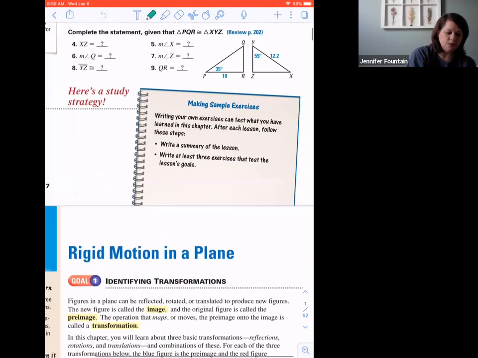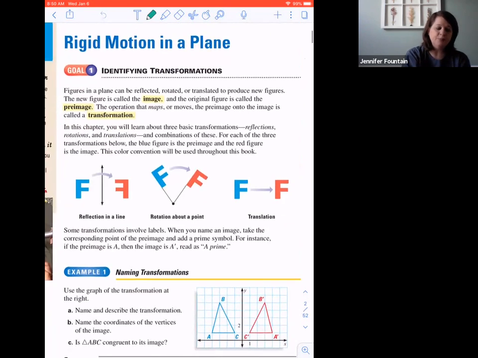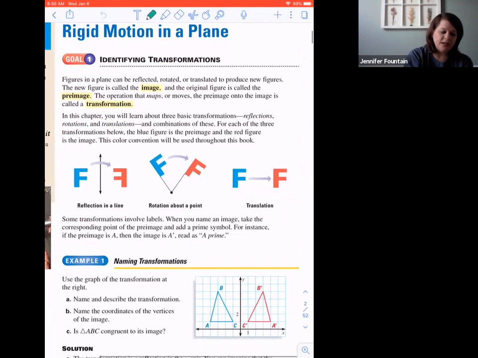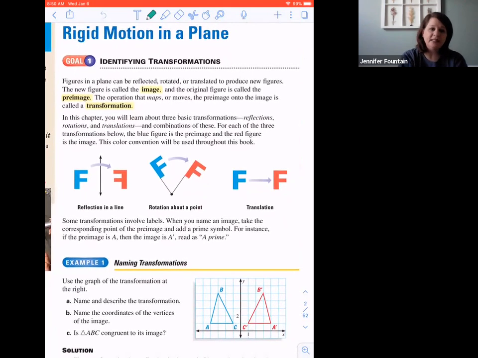So let's keep on moving. All right, so 7.1, rigid motion in a plane. Identifying transformations is our first goal. It says figures in a plane can be reflected, rotated, or translated to produce new figures. The new figure is called the image. An original figure is called the pre-image. The operation that maps or moves the pre-image onto the image is called a transformation.